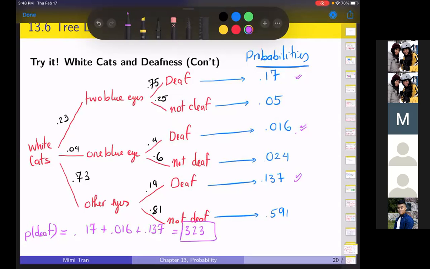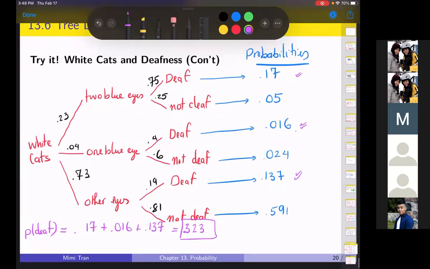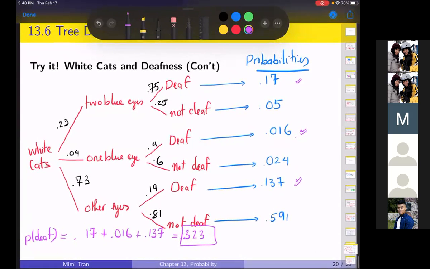Makes sense to me. Roughly 32%, so there's about a 30% chance that a randomly chosen cat is deaf. Okay, so not too bad.